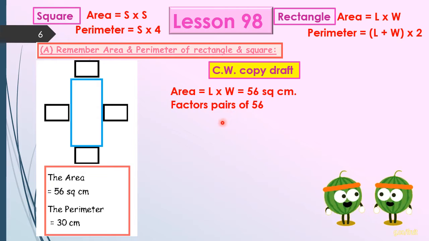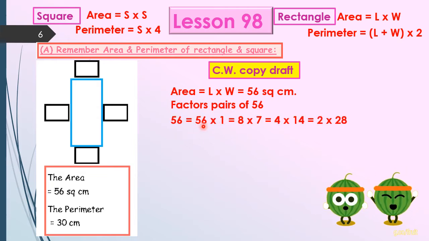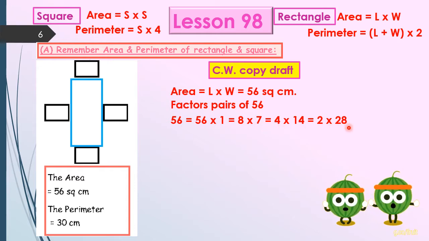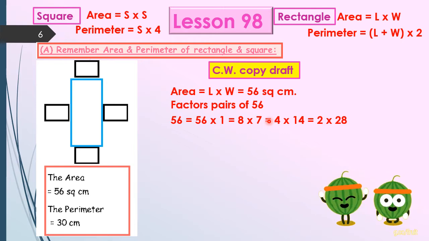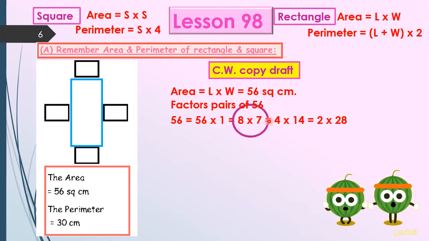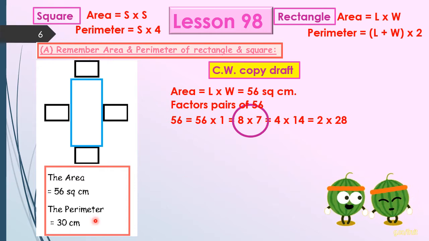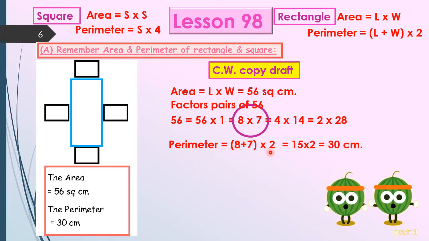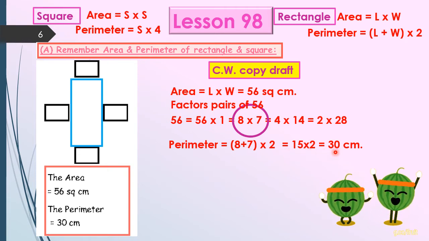Okay, here we have 56 equals 56 by 1, equals 8 by 7, 4 by 14 and 2 by 28. If I take two simple numbers closer to each other, let's check if they are right or wrong. If I take 8 and 7, let's check our answer using the perimeter of a rectangle. Perimeter of a rectangle is length plus width, by 2. 8 plus 7, by 2, which is 15 by 2, equals 30.